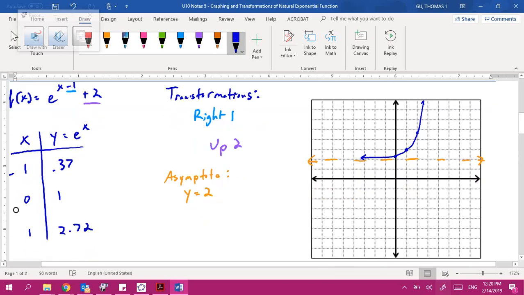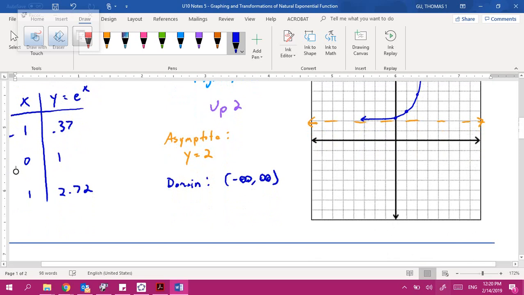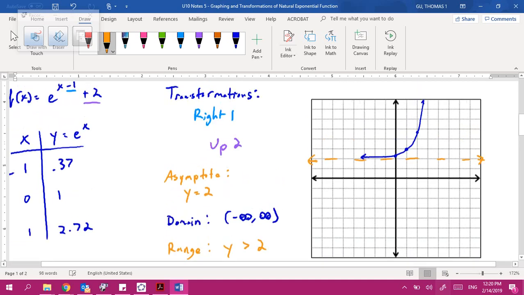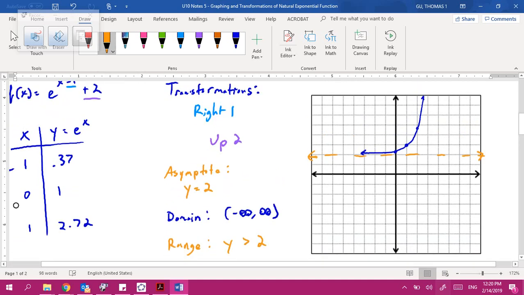Okay, what is the domain? That's right. Ronnie with 1 on the scoreboard. All right. And what's the range? Y is greater than 2. So once again, where did you get the 2 from? Asymptote. How did you know it's greater than? Right, because your graph is above the asymptote. Very good.